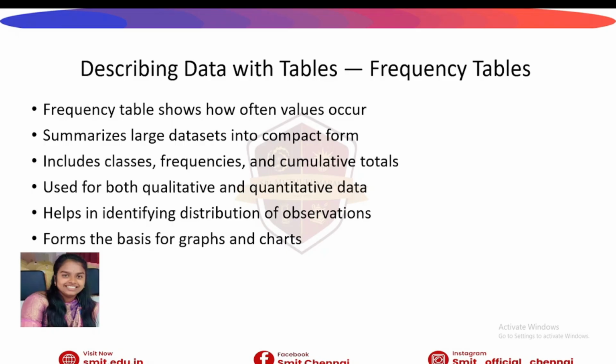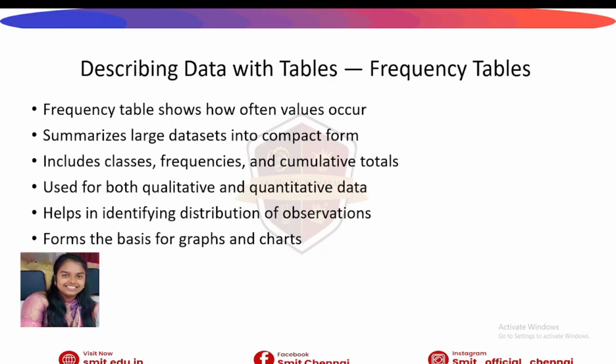A frequency table is a simple and effective way to organize and summarize data by showing how often each value or category occurs in a dataset. A frequency table lists data values or class intervals, and frequency means the number of times each value occurs. In this, we can define the types of frequency table: simple frequency table, group frequency table, relative frequency table, and cumulative frequency table.